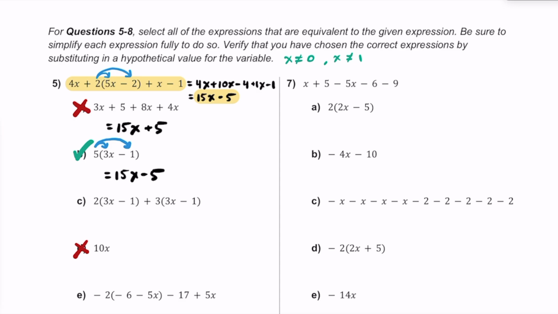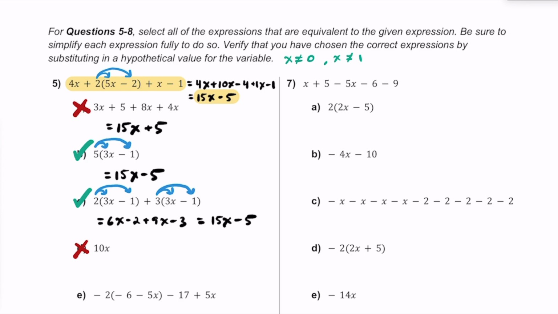For letter C, looks like we have a couple distributions to make here, so let's go ahead and distribute here and here, as well as here and here. So both of these we can do at the same time. If we go ahead and do that, we're going to get 6x minus 2 plus 9x minus 3. And then if you go ahead and combine 9x and 6x, that's going to be 15x. And if you combine this minus 2 and minus 3, we're going to get minus 5 here. So compare this 15x minus 5 to this 15x minus 5, and it looks like these are indeed equivalent.